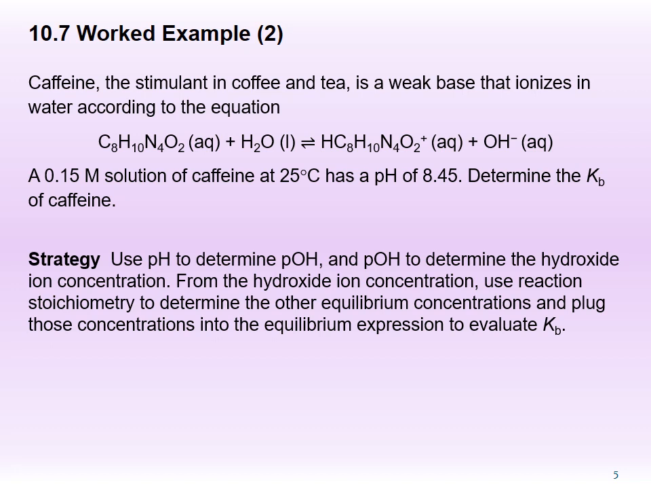Here is another example. Caffeine, the stimulant in coffee and tea, is a weak base that ionizes in water according to the equation shown. A 0.15 molar solution of caffeine at 25 degrees Celsius has a pH of 8.45. Determine the Kb of caffeine. Use pH to determine pOH and pOH to determine the hydroxide ion concentration. From the hydroxide ion concentration, use reaction stoichiometry to determine the other equilibrium concentrations and plug those concentrations into the equilibrium expression to evaluate Kb.